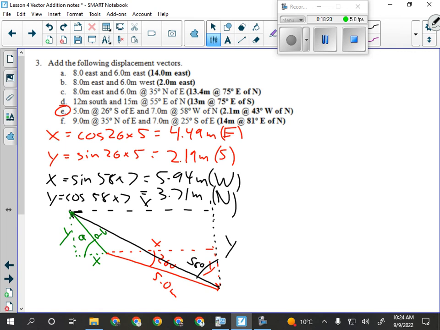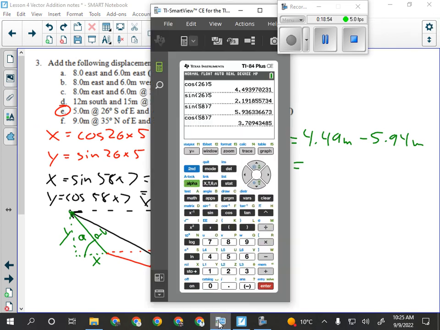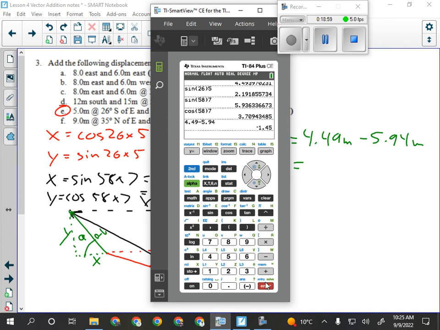Now that I've got those numbers, they're all opposite. My x components are east and west, and my y components are north and south. So rather than add them, I'm going to subtract them when I get my resultant's x and y. Strictly speaking, my resultant x is going to be 4.49 meters east plus the 5.94 meters west, but it's really going to be this. I'm going to get negative 1 point something. So 4.49 minus 5.94 is going to give me 1.45 meters west.